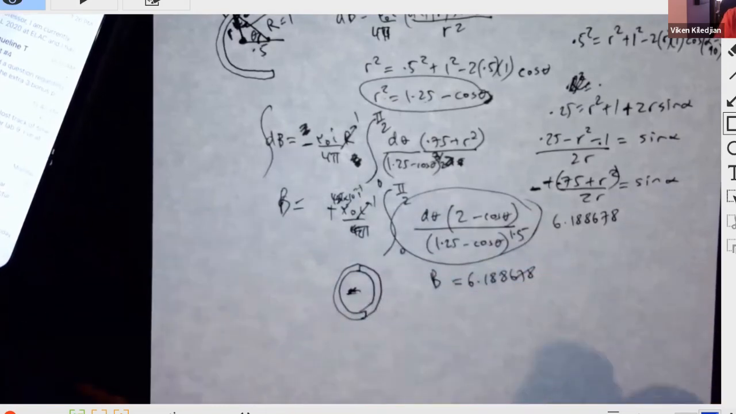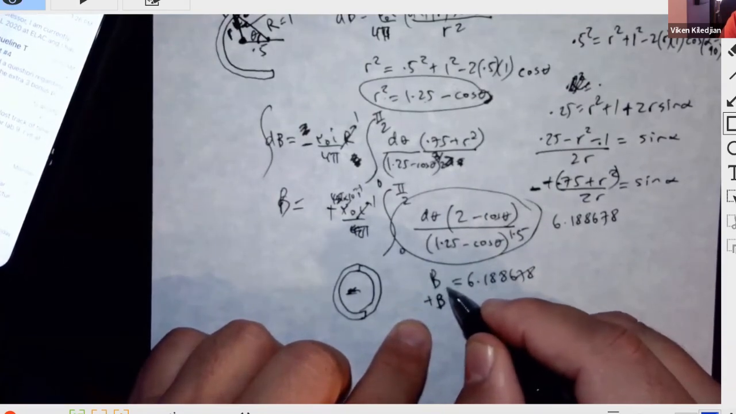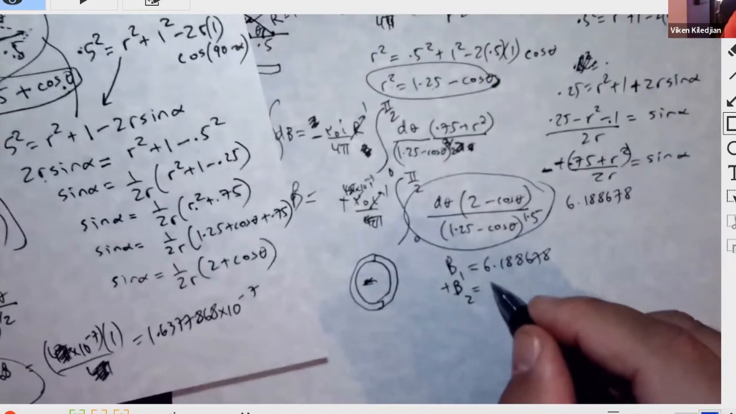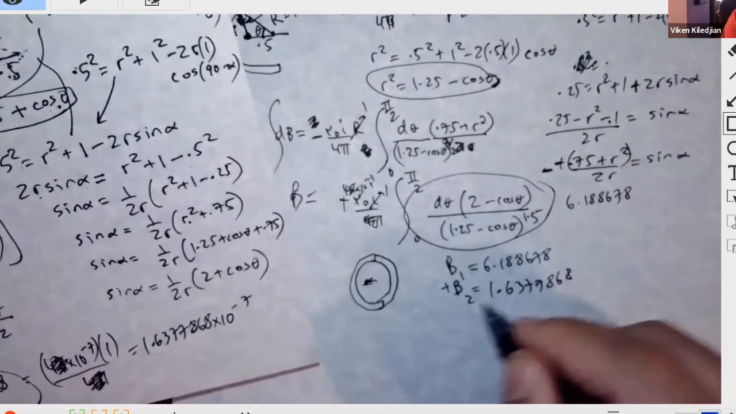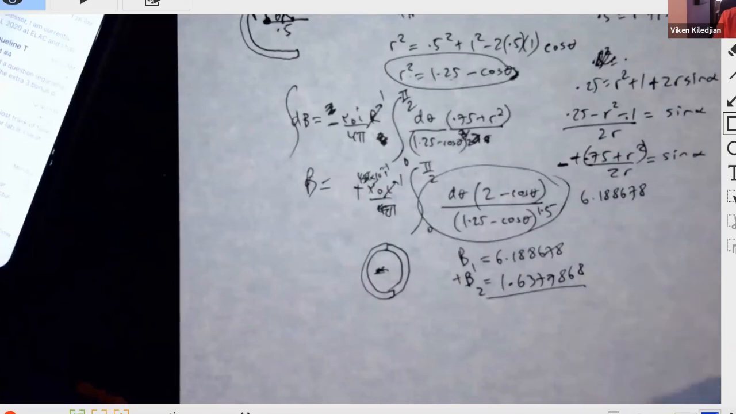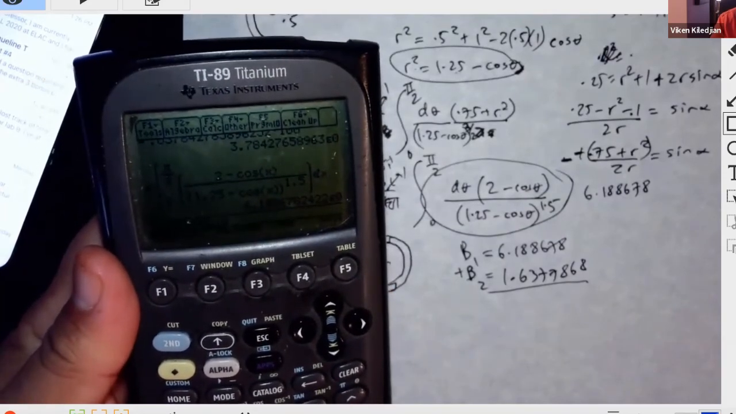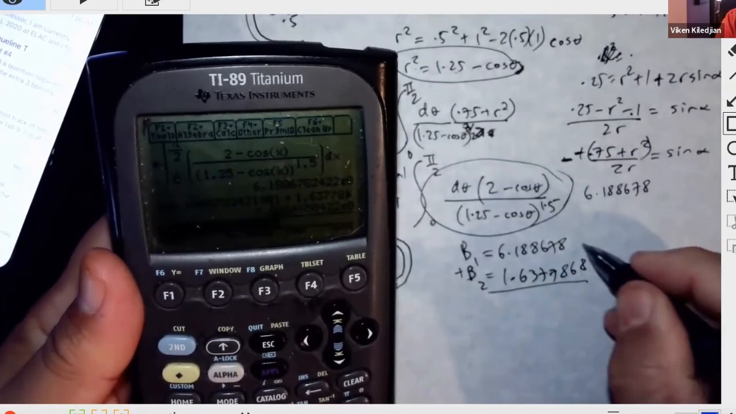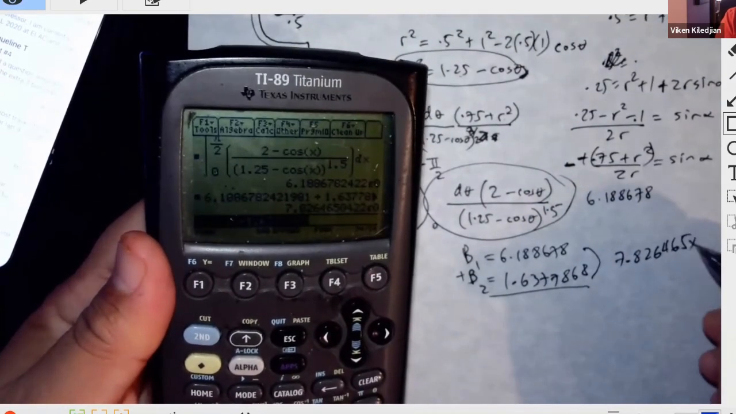Well, what did we get for that? So, it's going to be close. B for the 2 semicircles. The other one we got 1.637786. Plus 1.637786. That's 7.826465 times 10 to the minus 7.